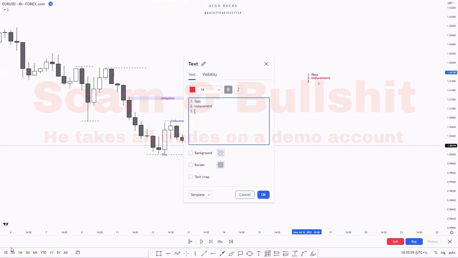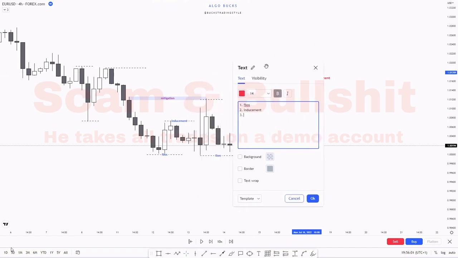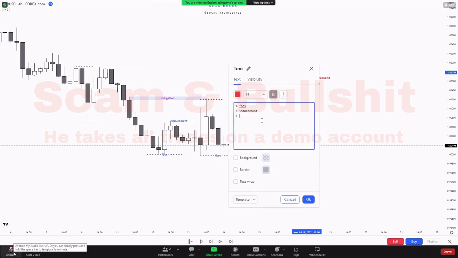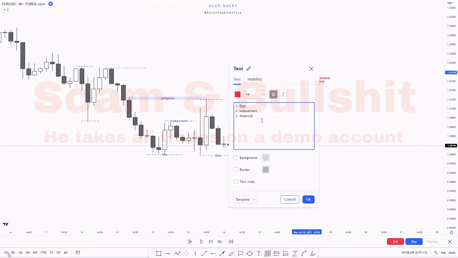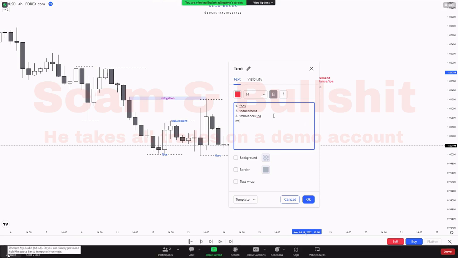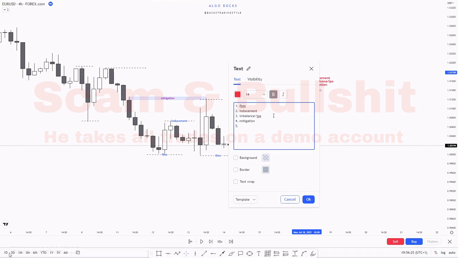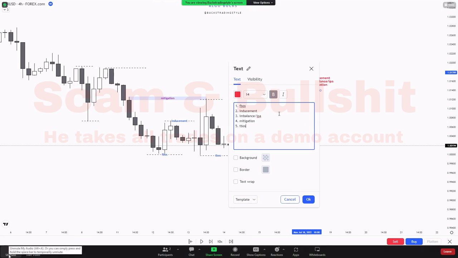The third thing we want to see is imbalance or IPA. Then the next thing we want to see is mitigation. That's the fourth thing. The fifth criteria is the true break of structure.